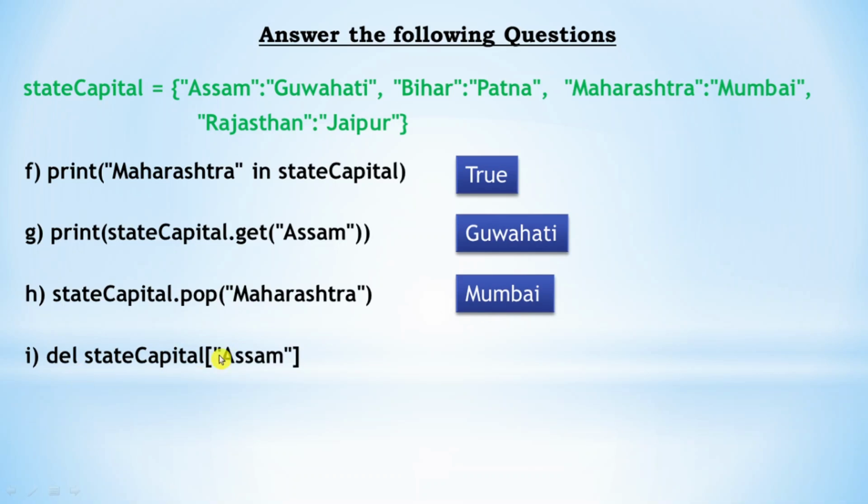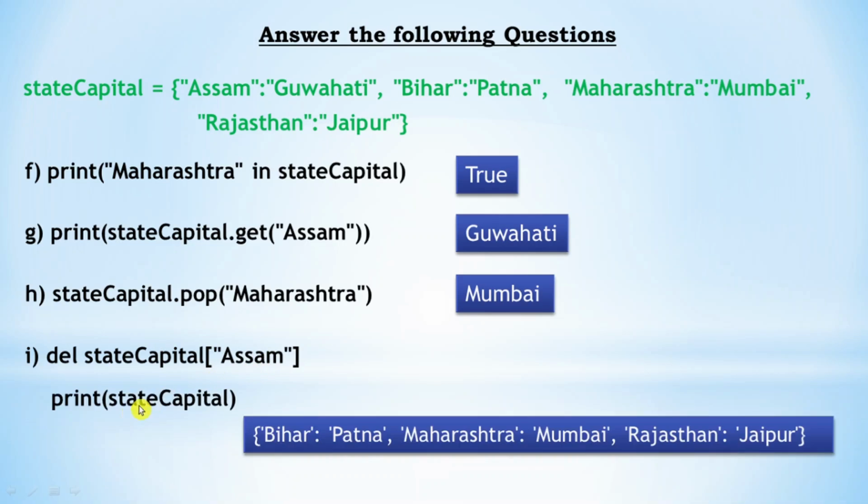Next, del state capital of Assam. This statement removes the item Assam from the dictionary. There will be no output for this statement. And when we print the dictionary, the whole dictionary without the item Assam will be displayed.